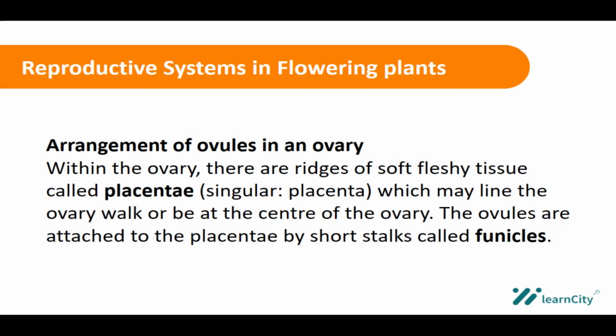Now, within an ovary, we have ridges of soft fleshy tissue that we call placentae, and the singular of placentae is placenta. So we have placenta in the ovary. The placenta may line the ovary, or it could be at the center of the ovary. The ovules are attached to the placenta by short stalks called funicles. So we have the ovary, then we have the placenta inside the ovary. The placenta may either line the ovary, be at the edges of the ovary, or be at the center of the ovary. The ovules are attached to the placenta by short stalks called funicles.